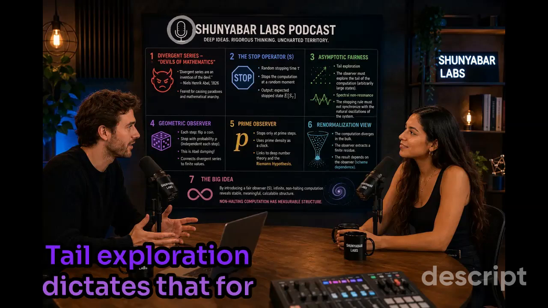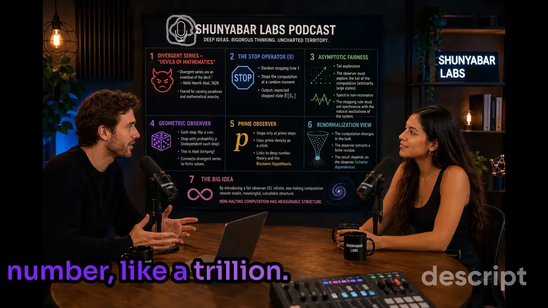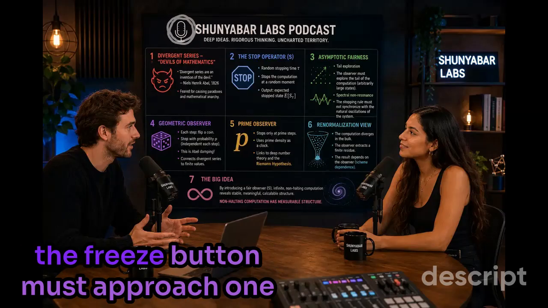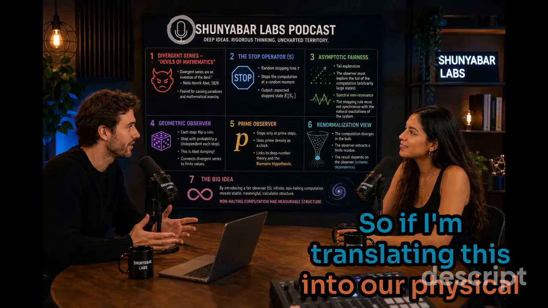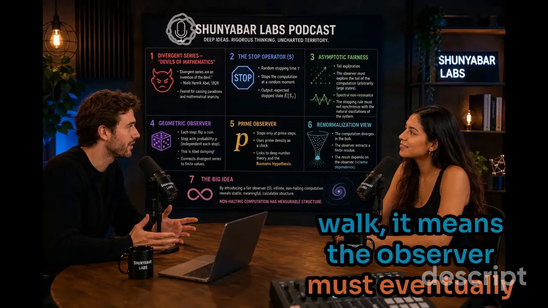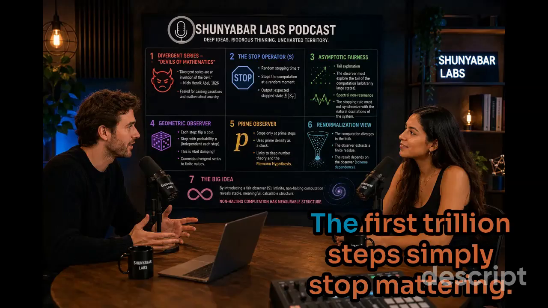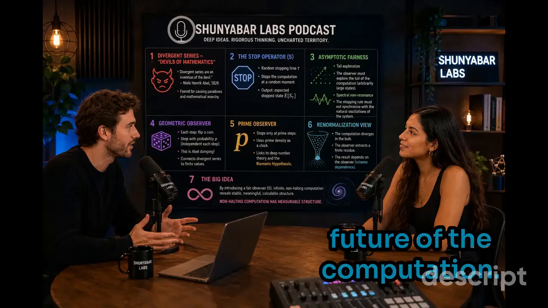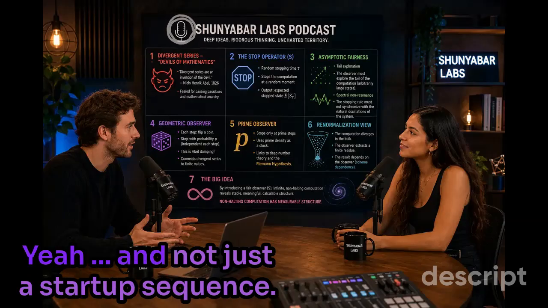Tail exploration dictates that for any fixed number of steps, let's call it m, and let's imagine m is a massively large number, like a trillion. Okay, a trillion steps. The probability that our observer waits longer than a trillion steps before pushing the freeze button must approach 100% as we push our observer to the limit. So, if I'm translating this into our physical walk, it means the observer must eventually be forced to completely ignore the messy, chaotic beginning of the journey. Right. The first trillion steps simply stop mattering. The observer is mathematically obligated to sample the deep, dark, infinite future of the computation. That's the only way to ensure we're actually measuring the true divergent behavior and not just a startup sequence.